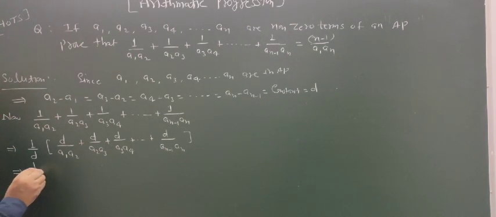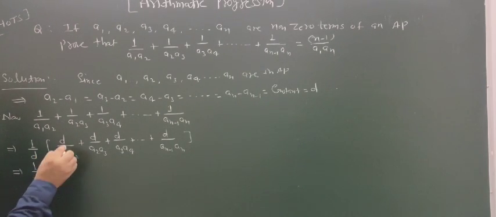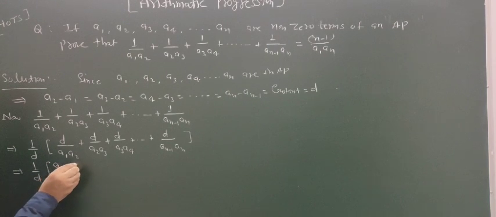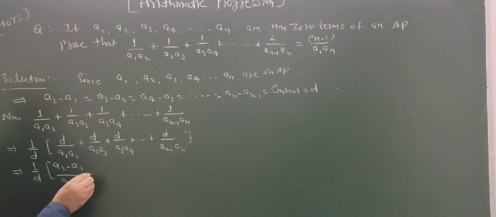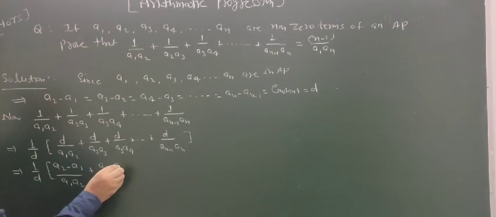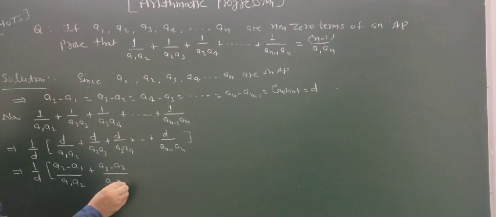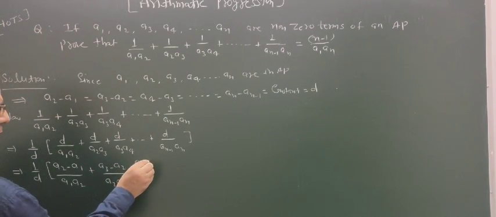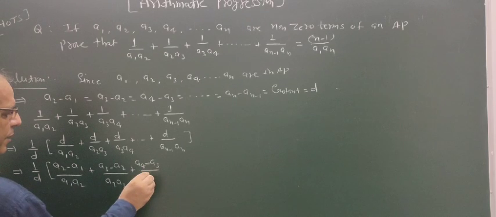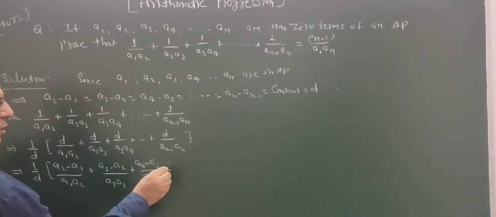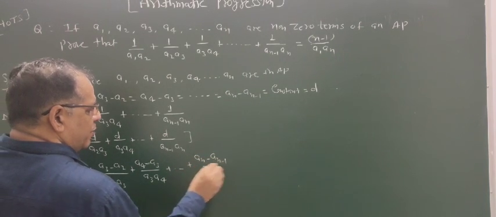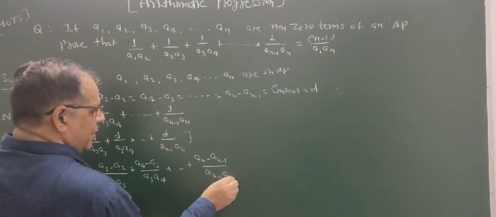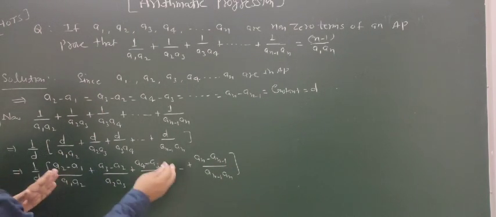This can be written as 1 upon d, where we multiply and divide by d. Okay. Now d can be written, as in the first step, as a2 minus a1 upon a1 a2 plus a3 minus a2 upon a2 a3 plus a4 minus a3 upon a3 a4 plus up to an minus an minus 1 upon an minus 1 an. So there is no problem till now.